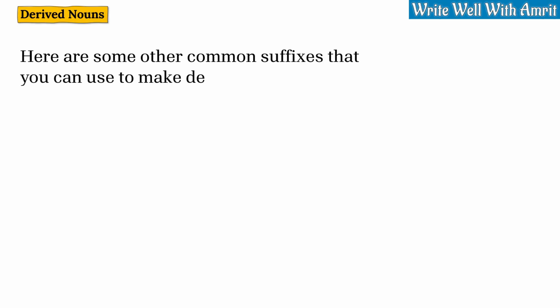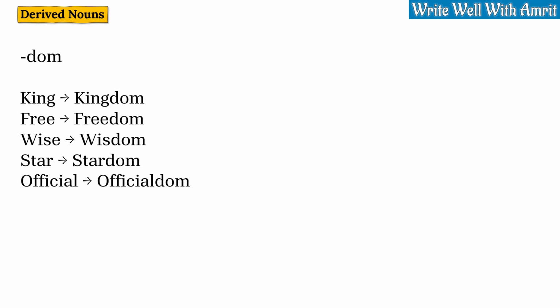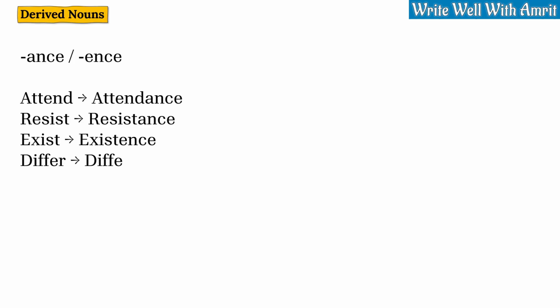Here are some other common suffixes that you can use to make derived nouns. For example, hood. Child becomes childhood, brother becomes brotherhood, mother becomes motherhood, neighbor becomes neighborhood, and adult becomes adulthood. Then you can also add dom, like king becomes kingdom, free becomes freedom, wise becomes wisdom, star becomes stardom, and official becomes officialdom. After that, we come to ance or ence. Here, attend becomes attendance, resist becomes resistance, exist becomes existence, differ becomes difference, and important becomes importance.